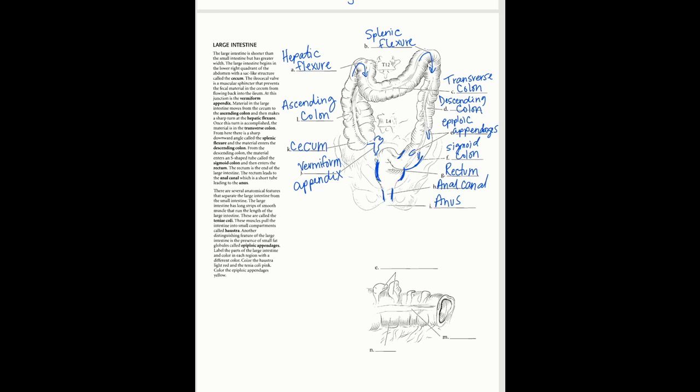If we look at this kind of zoomed in section here at the bottom, we're looking at E again, which is our epiploic appendages.